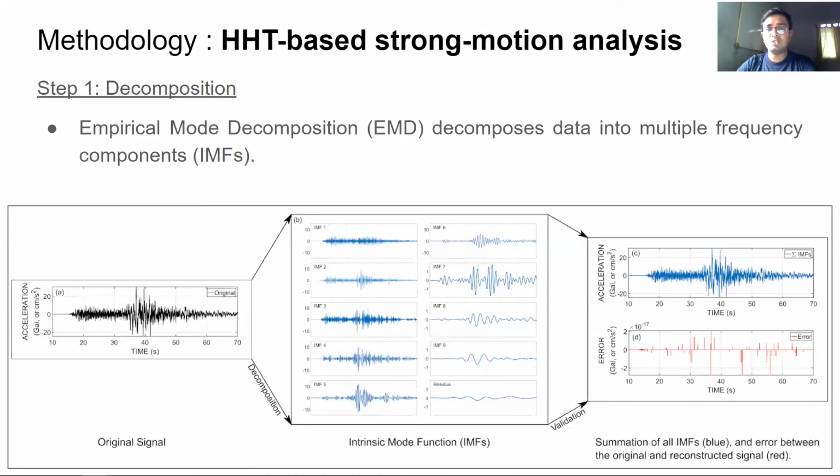For the selected station, we use the acceleration waveform from the vertical component of the borehole sensor for further analysis. The first step in this analysis is the decomposition of the signal into its multiple constituent frequency components called Intrinsic Mode Functions, or IMFs. For every event station pair, we validate the decomposition algorithm by comparing the sum of all the IMFs with the original signal before proceeding. The figure shows the decomposition and validation steps for the 2011 Miyagi intraslab earthquake.